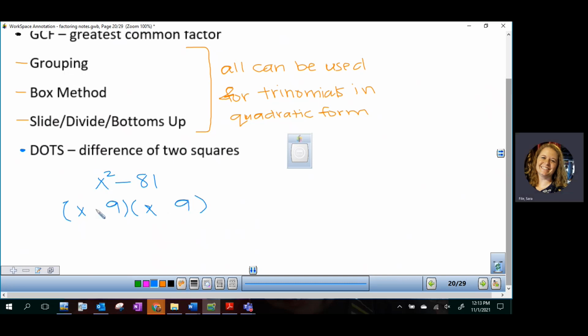The only difference is one is positive and one is negative. Because we need it to multiply to a negative 81, you need to make sure you do 1 plus and 1 minus. Okay? When you have the difference of two perfect squares, that will always work.